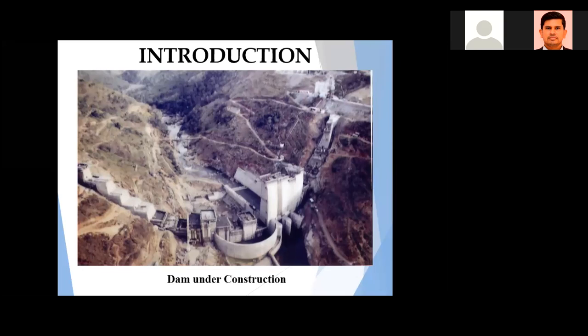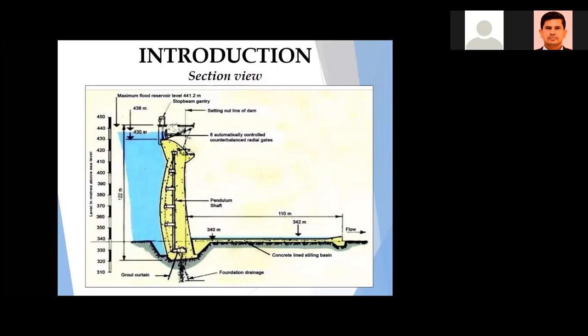This photo was taken in the early 1980s when the dam was under construction. You can see how the dam was constructed in the 1980s. And this is a section view of the dam. You can see the full supply level 438 meters, the gate sill level 430 meters, how the stilling basin was located, and the spillway and the galleries. Inside the dam there are 7 galleries for instrumentation and monitoring purposes. I will show you later. And this is the section view of the dam.